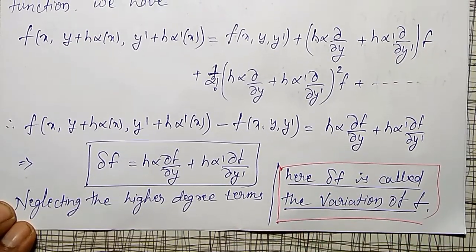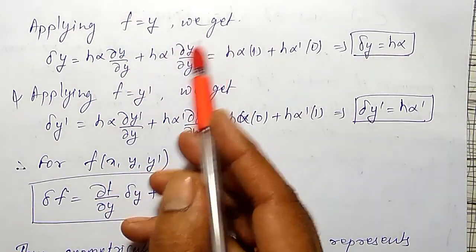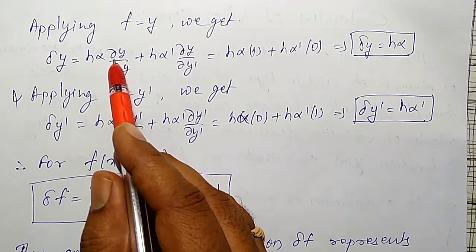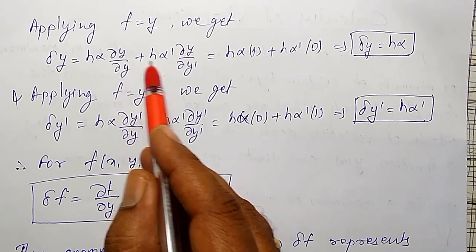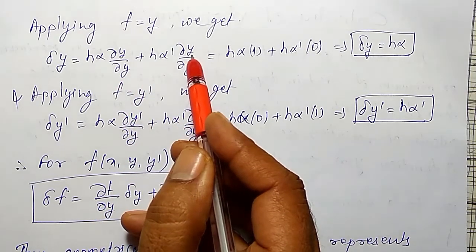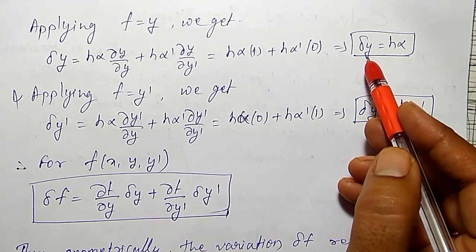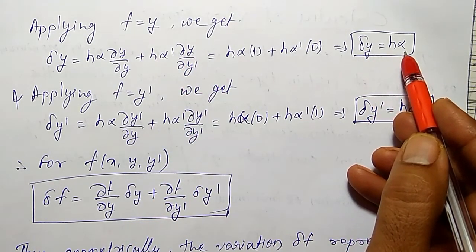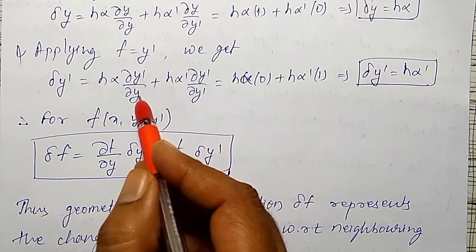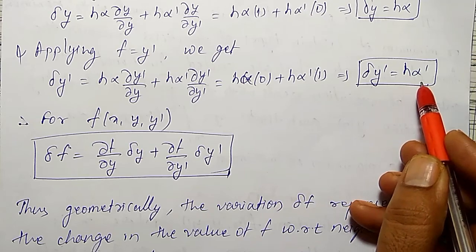Then using this, how to define functional and all those things. Let me consider f is equal to y, and then we get delta y, the variation in y, equal to h alpha into ∂y by ∂y plus h alpha dash into ∂y by ∂y dash, with f replaced by y. Then ∂y by ∂y is equal to 1, and y differentiated with respect to y dash becomes 0. Therefore the variation in y is equal to h into alpha. Like that, if f is equal to y dash, differentiating with respect to y gives 0, therefore the variation in y dash is h into alpha dash.